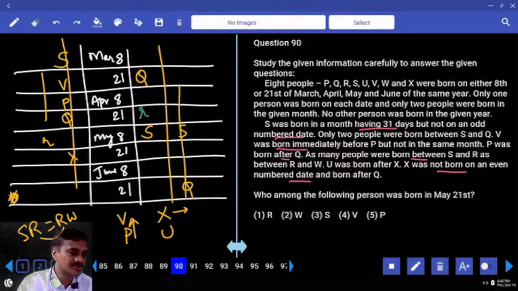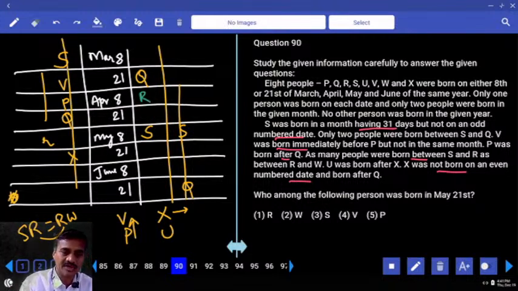Can we have R at this place? S and R and W. Then in this case, V is immediately before P, but not in the same month. Then in this case, X and U. X must be on an odd number date, isn't it? But here X is even number date, that's again ruled out, which implies that R cannot be here as well. Then what is the only thing left over here?